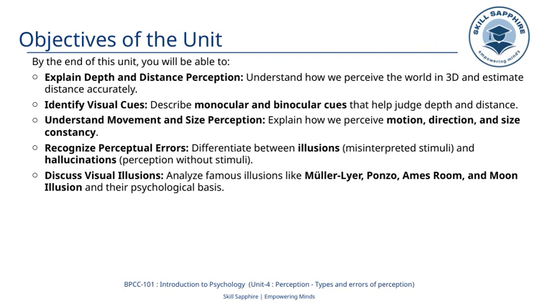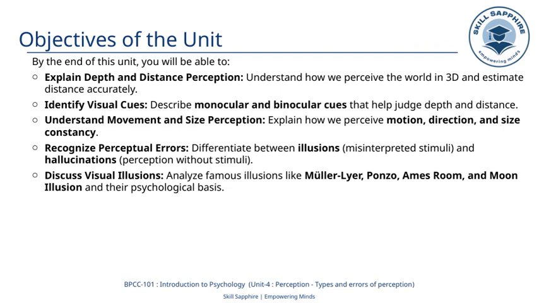By the end of this unit, I want you to be able to explain how we perceive depth and distance. This means understanding how our brain interprets the 3-dimensional world and how we estimate how far away objects are with accuracy. We'll also cover visual cues. These are the signals our eyes and brain use to judge depth and distance. You'll learn about monocular cues, which involve just one eye, and binocular cues, which require both eyes working together.